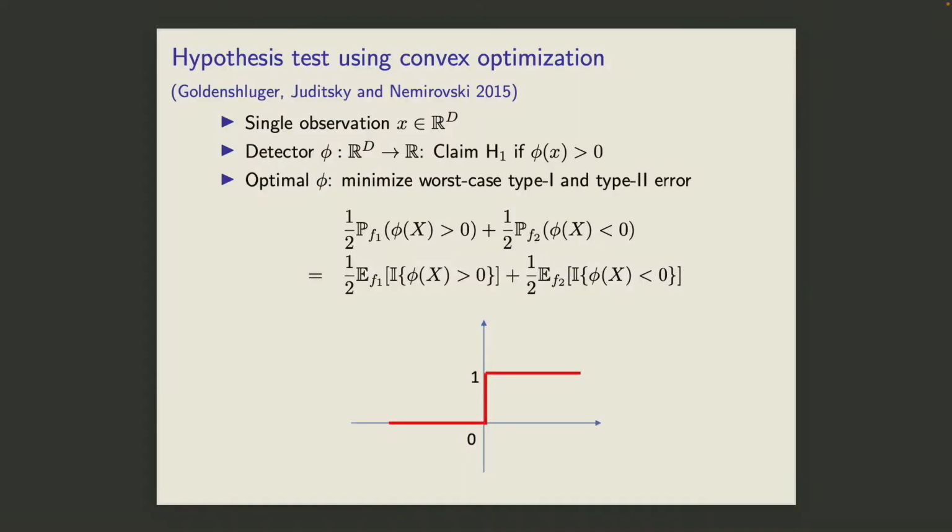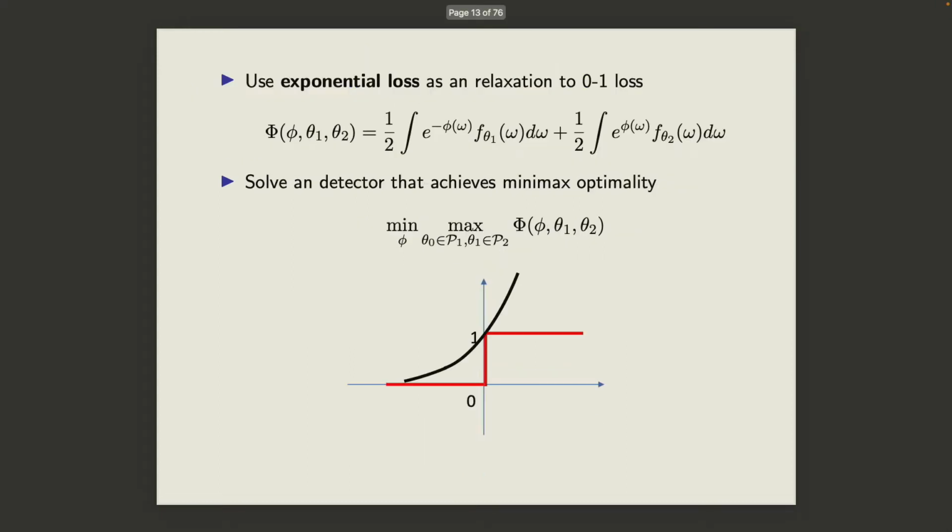To evaluate the chance of these errors, we can write it down. In particular, this is just the average of the type 1 and type 2. We can also consider different weighted combinations or taking the max. Those can be solved similarly. Essentially, this type 1 plus type 2 error is induced by expecting the 0-1 loss function. And if we try to find the best detector minimizing the risk, the first challenge is how do we deal with this 0-1 loss, because that's a non-convex function.